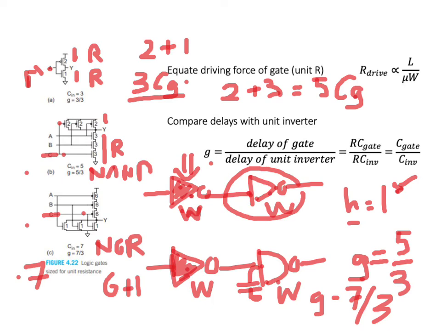And if I'm taking an inverter of size W to drive a NOR gate, a 3-input NOR gate of size W, the delay of the inverter driving the NOR gate load is 7/3 times, or 2.33 times, longer than the delay of the inverter of size W driving another inverter of size W.